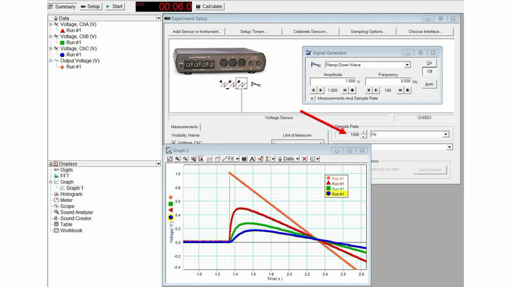In Data Studio, after indicating that voltage sensors will be in use in all 3 input channels, set the sample rate at 1000 Hz. Click on the virtual output terminal and set the signal voltage to a 1 volt amplitude with a ramp down wave, a frequency of 1/2 Hz, and manually toggled on and off. Drag and drop the graph icon onto the output voltage and inputs A, B, and C in turn, so that all 3 plots are on the same time axis.